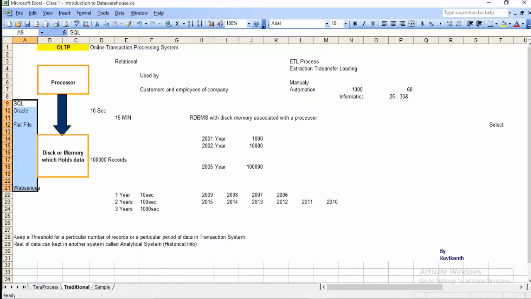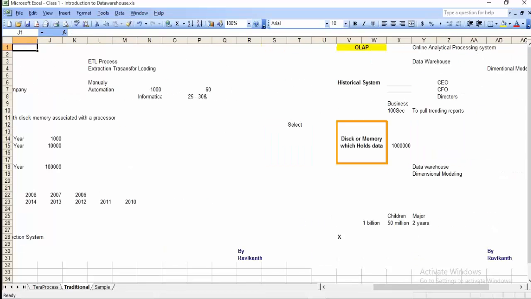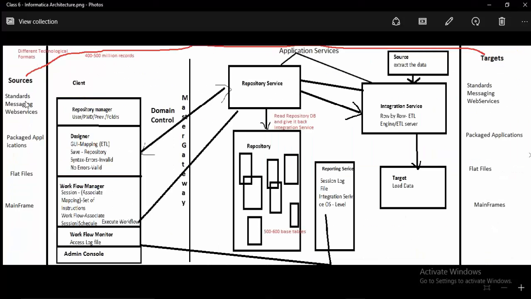So OLTP systems are not single technology systems; they might be multiple technological systems. Some banks might use only Oracle, some other organization might use flat files as their source system, and some might use SQL. From now on, whenever I say source, assume it is an OLTP system, and whenever I say target, it's an OLAP system.